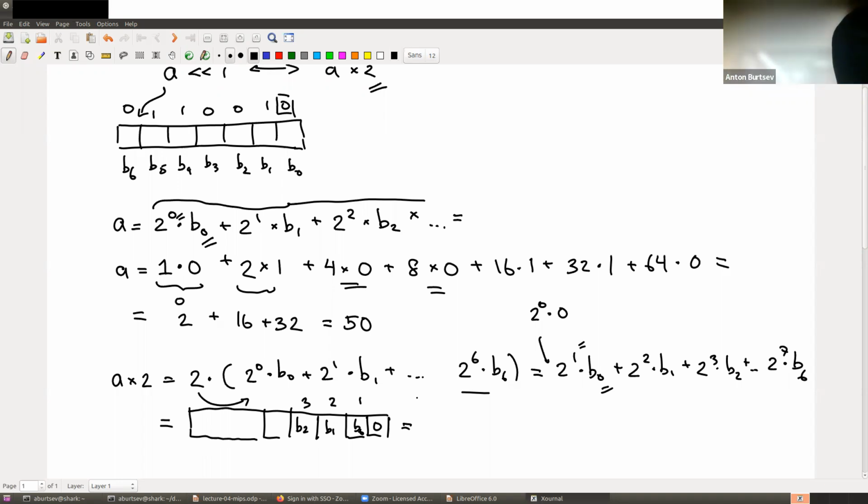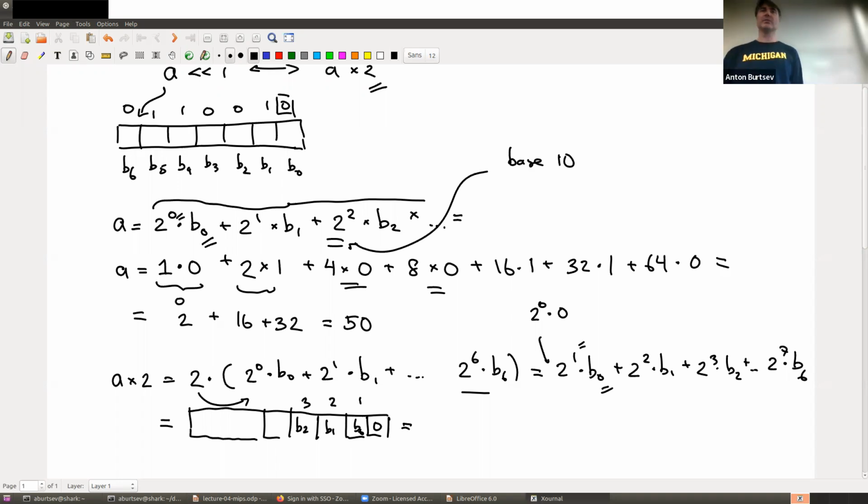And if instead of 2 we're using the base of 10, the same trick works with tens. When you multiply by 10 in a decimal system, it's essentially just shifting by 1. So is this one clear?